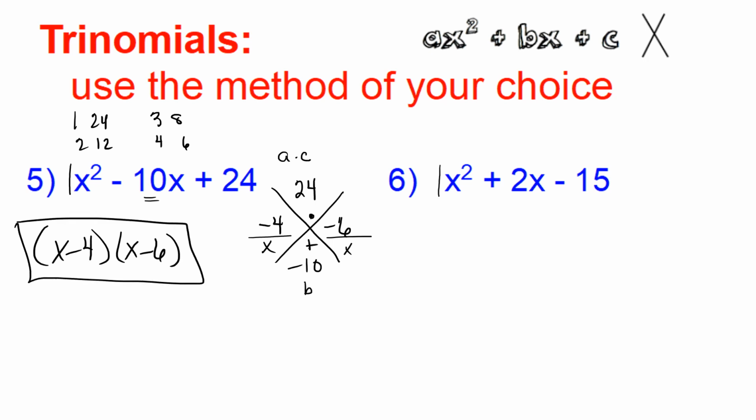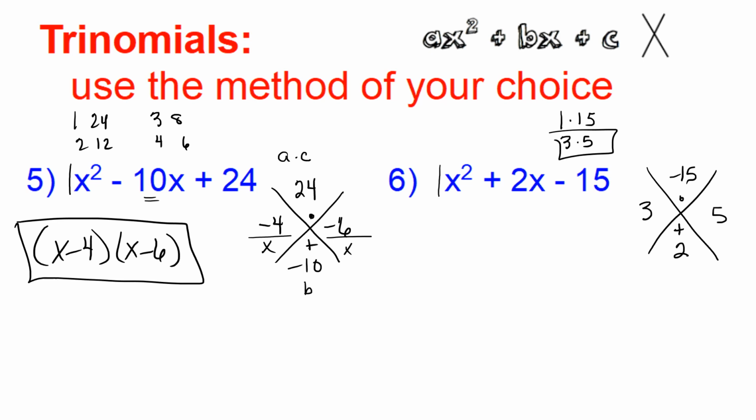Example 6, very similar, x squared plus 2x minus 15. Again, a GCF other than 1 is not there, so we're good to go. What multiplies to negative 15 and has a sum of positive 2? So I need one positive and one negative value in order to multiply to a negative. So I can do 1 and 15 or 3 and 5. All right, it's got to be 3 and 5.